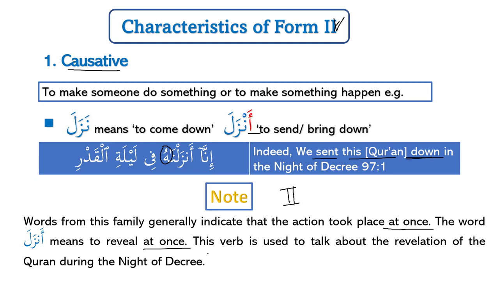So, did you see the basic difference between taf'il and if'al, bab number 2 and 4? Number 2, as we have discussed earlier, is used to talk about something that happens gradually. Tanzil. Nazzala yunazzilu tanzilan. And we know that tanzil refers to the revelation of the Quran that happened over 23 years.